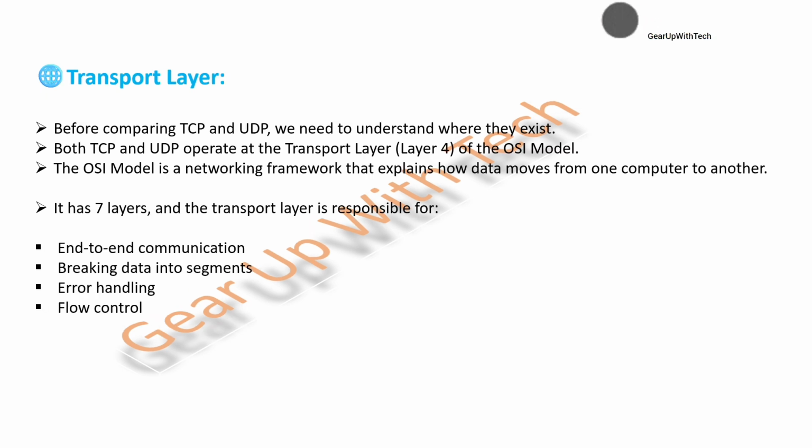So, what is the transport layer? Before comparing TCP and UDP, we need to understand where they exist. Both TCP and UDP operate at the transport layer, which is also called layer 4 of the OSI model. The OSI model is a networking framework that explains how data moves from one computer to another. It has 7 layers, and the transport layer is responsible for managing the end-to-end communication between two devices.